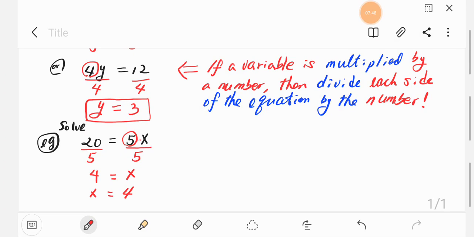So whenever a variable is multiplied by a number, then what do we do? Divide each side by the same number, 5 in this case. So multiplication, then divide. Multiplied, then divide. Okay, very, very important concept.